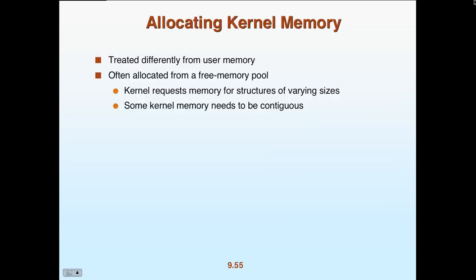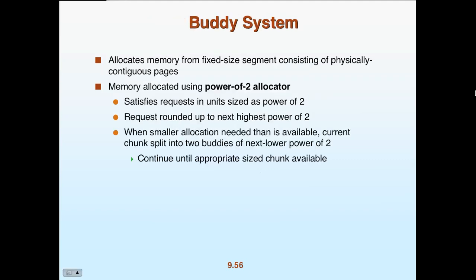We have allocated kernel memory, as I mentioned before. It's treated differently from user memory. It has a higher priority. It's loaded lower in memory. It's often allocated from a free memory pool. The kernel requests memory for structures of various different sizes. Some kernel memory needs to be contiguous, just in the nature of how it was designed. And it's usually loaded in the lower box.